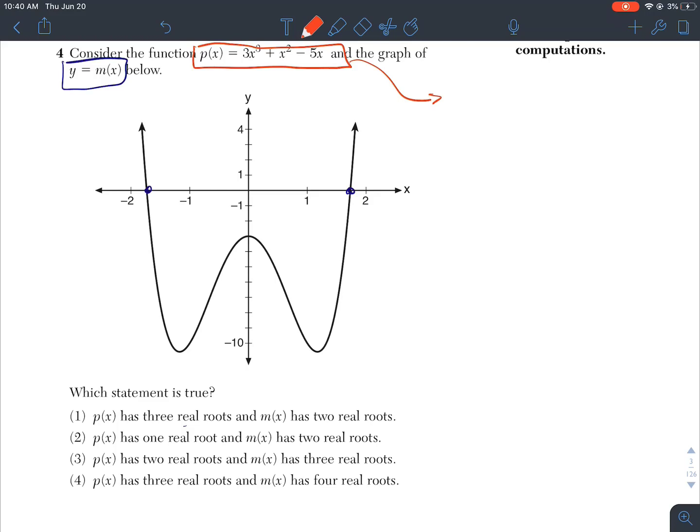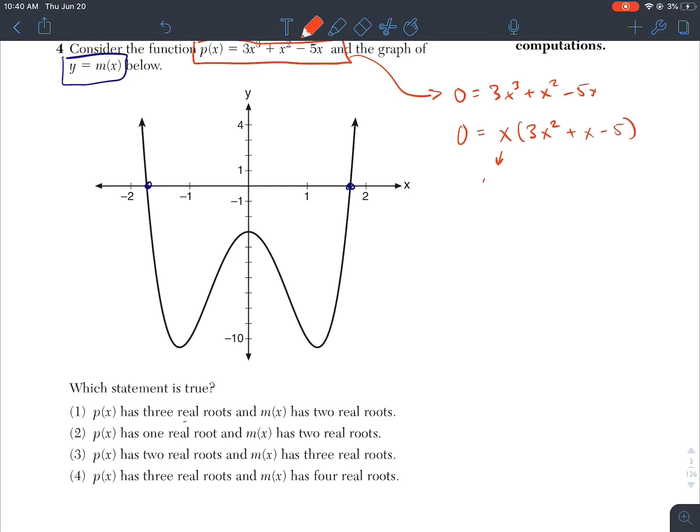For p of x, we want to figure out how many roots this has. A root is something that makes it equal to 0. So we set this equal to 0, and then we solve for x. So we get 0 equals, factoring out the x, 3x squared plus x minus 5. So one solution that we get from this is x equals 0. To find the other solutions, we have to use the quadratic formula. So a is 3, b is 1, and c is negative 5.